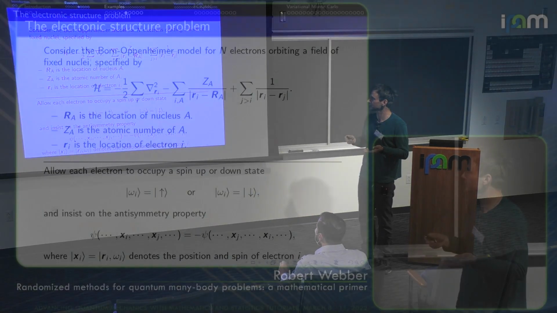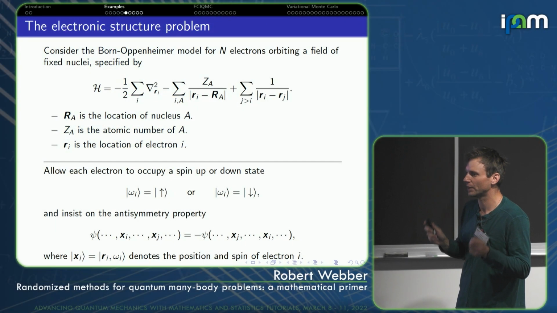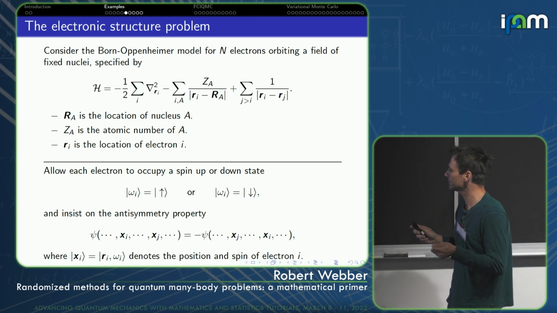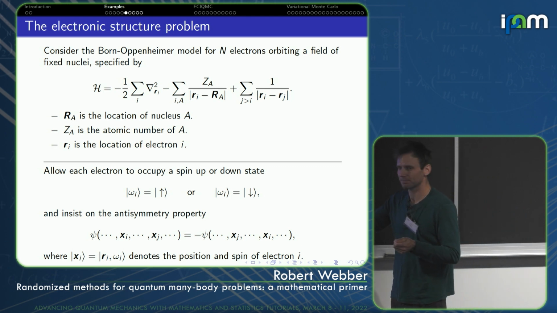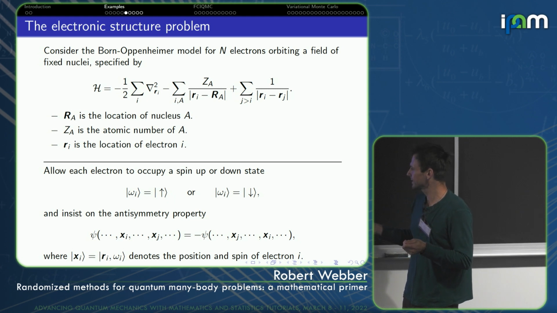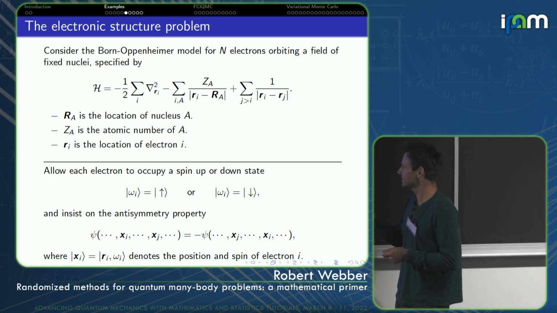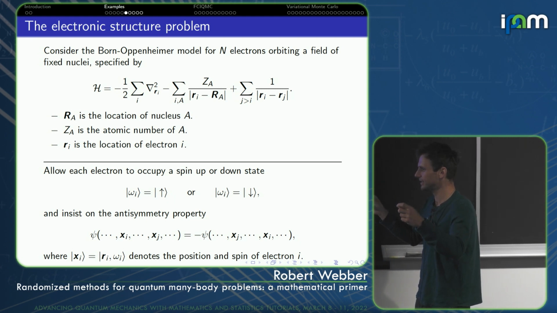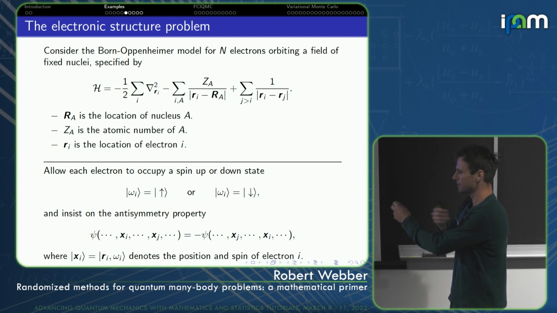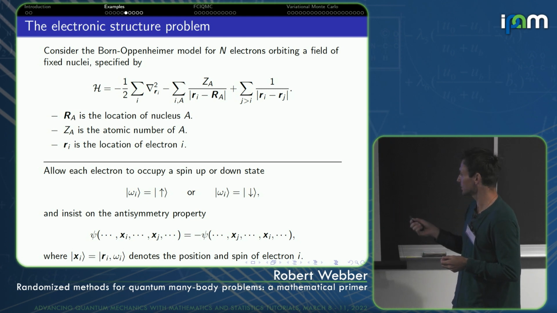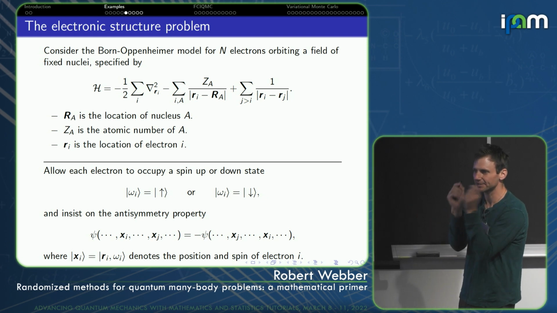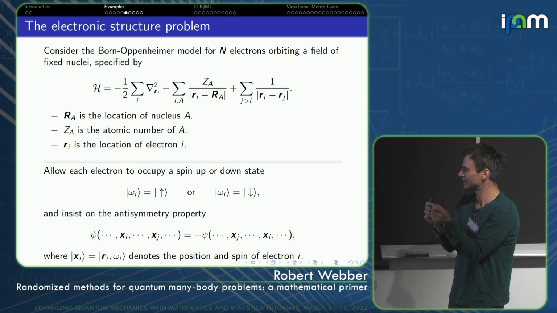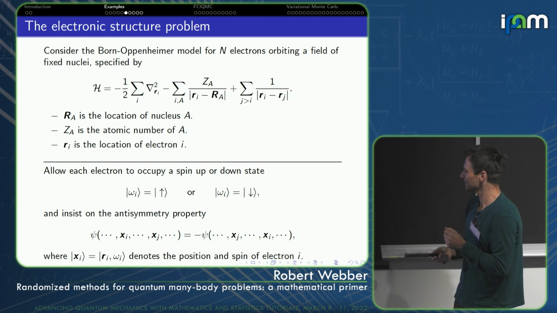And then there's the Pauli exclusion principle, which says that the physical wave functions, the ones that we care about, have this crazy anti-symmetry property, which says that if you swap the position and spin of electron I and the position and spin of electron J, then the wave function switches sign. You get out the negative wave function. And so you can't have 2 electrons that have exactly the same position and spin, but you can have 2 electrons that have exactly the same position and opposite spins. So that's sort of nuts.